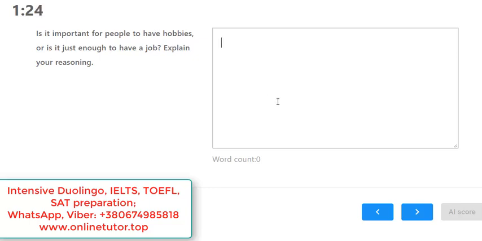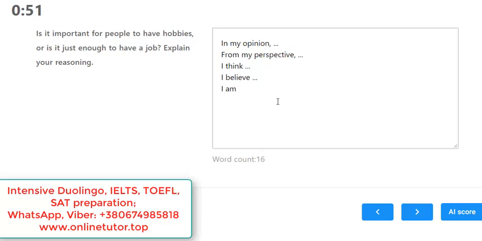So in this case, we have a lot of ways to start. Let's list some of them, like "in my opinion," and then we give our opinion. Then a very nice one: "from my perspective," and then off we go. A classic, beaten classic: "I think," "I believe," and so on. "I am, for example, truly convinced that," and off we go. You see, so we have already five good ways to start.